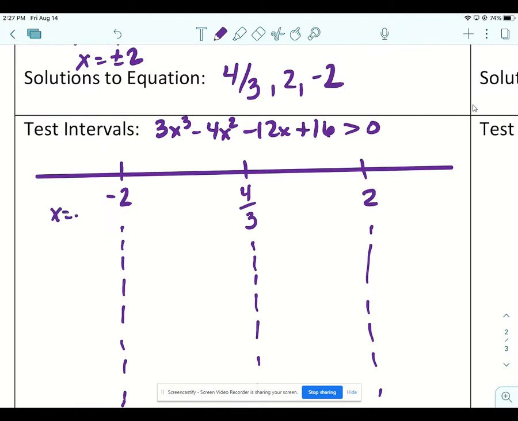I am going to test -3. I'm going to definitely test 0. I can already tell you that that is going to be true. This one is annoying because I'm going to have to do a decimal. If you're using a calculator, a decimal is not too terrible. And then I'm going to test 3.